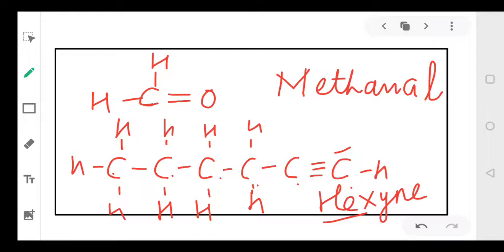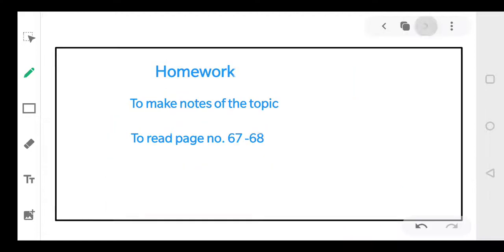Have you understood? Yes, everyone, have you understood? So first of all, you have to count the number of carbon atoms. That is very important. Then you will check the functional group. Then you will write the word which has to be added in that particular name.